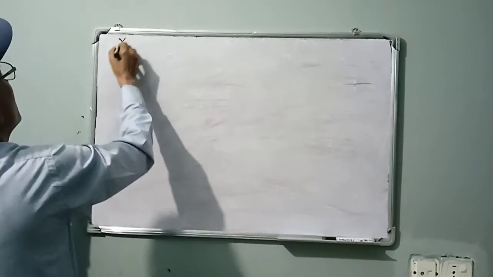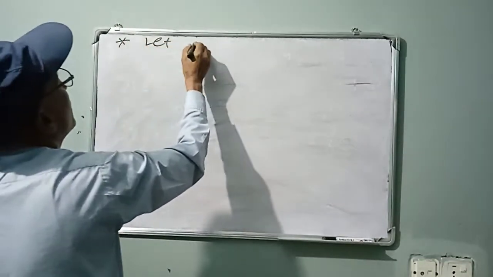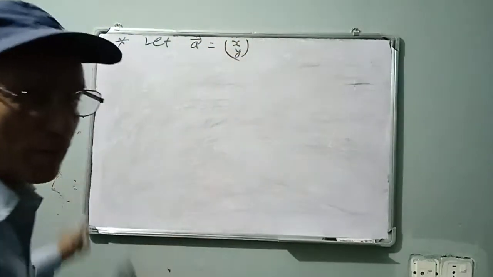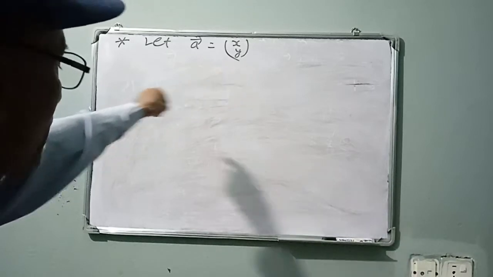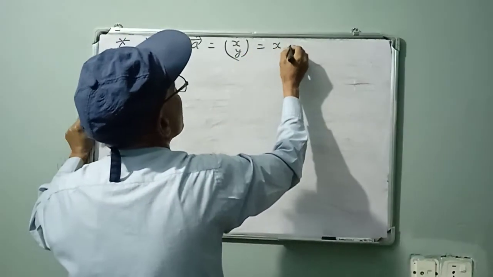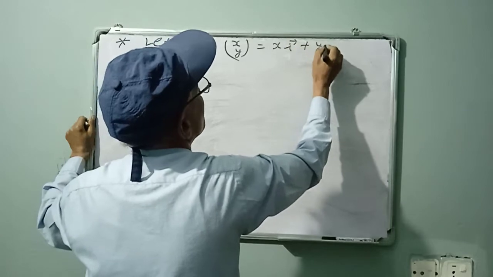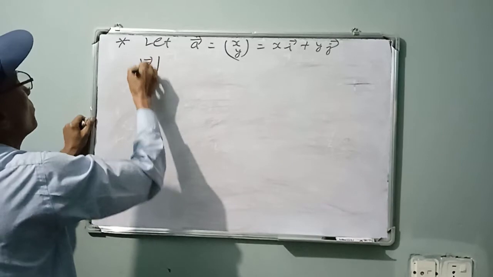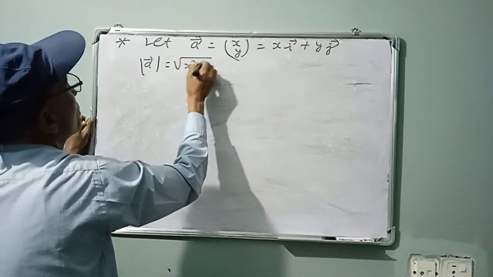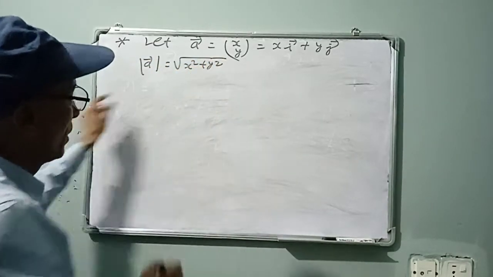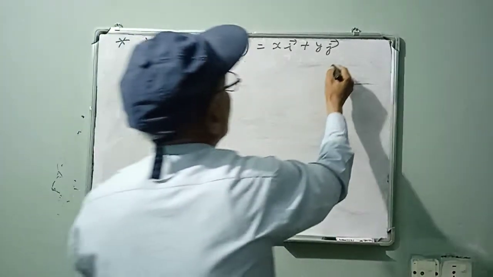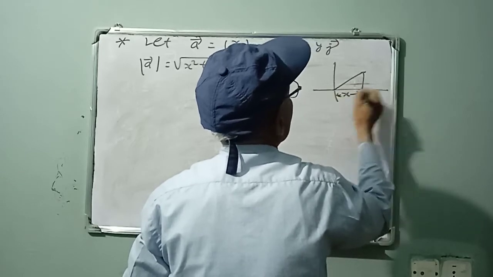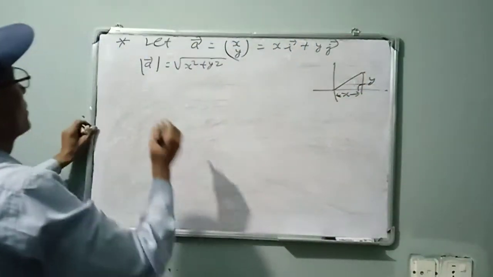Another: let vector A equal (x, y). Only one vector. Consider vector A equal (x, y), or you can write x i plus y j. So you can write modulus A as the square root of x squared plus y squared. (x, y) is a vector. See, this is x, this is y. And what is the direction?